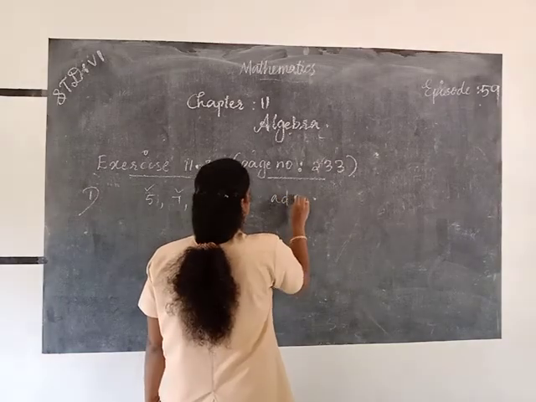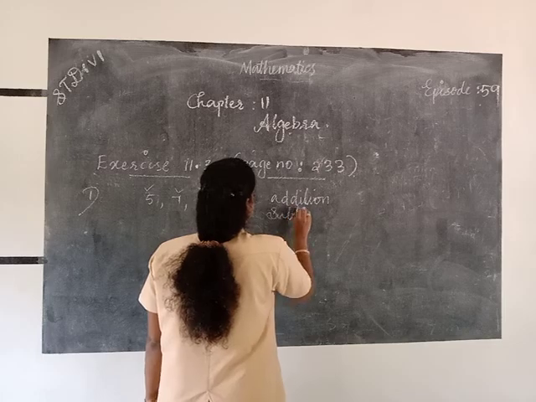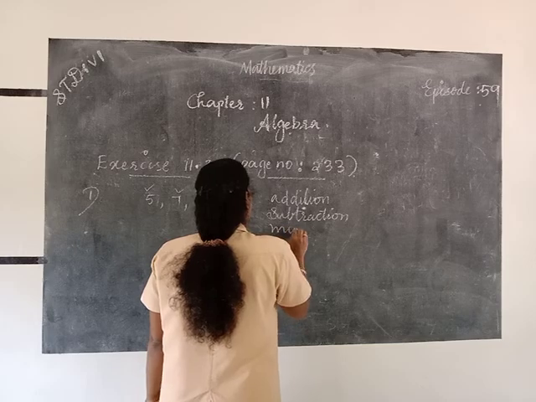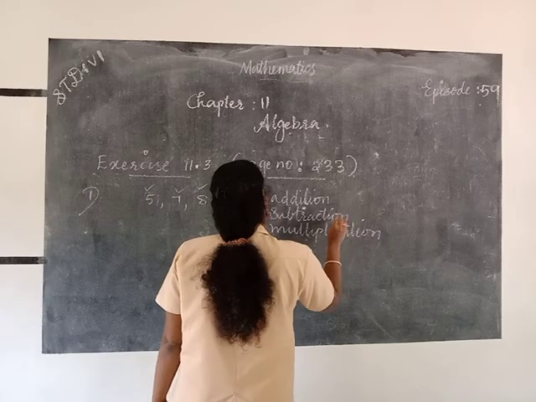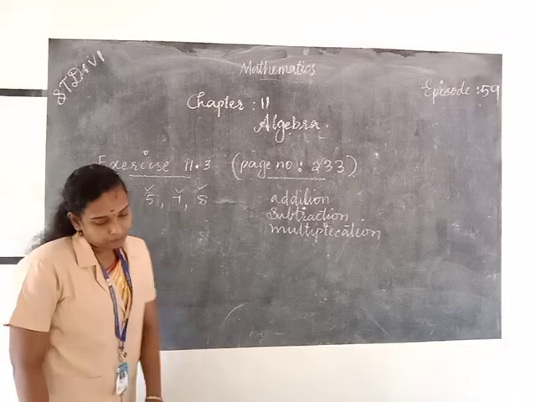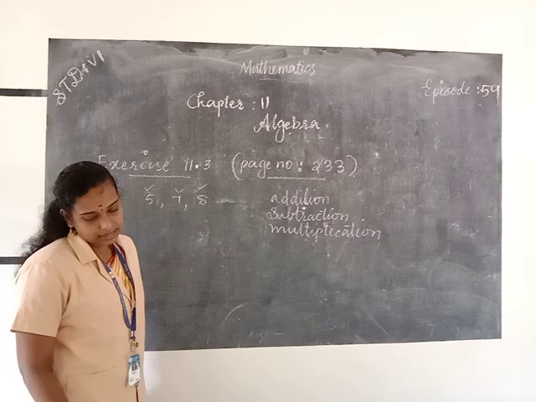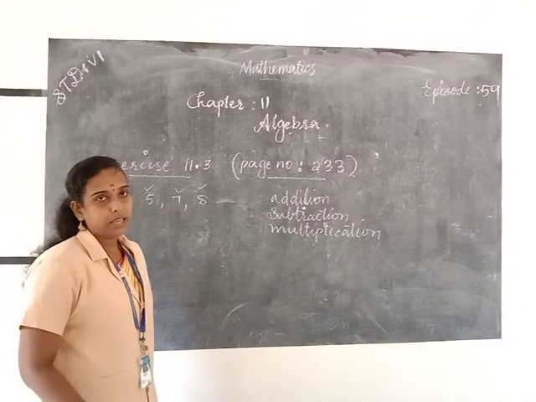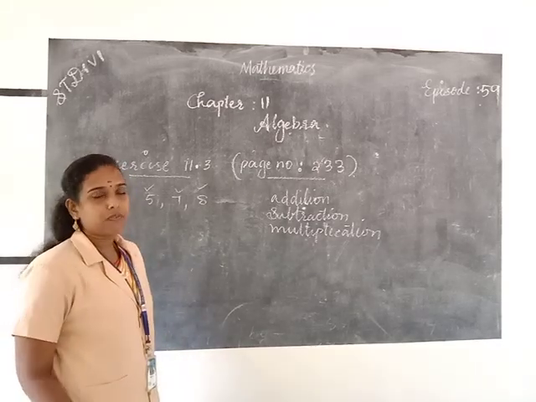So we use only addition, subtraction and multiplication. Okay, so here the possible expressions are 5 plus 8 minus 7, 5 minus 8 minus 7, and 5 into 8 plus 7, which are given here. And we want to make other expressions by using these three numbers, not with variables.